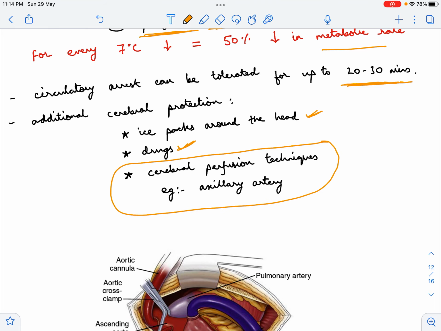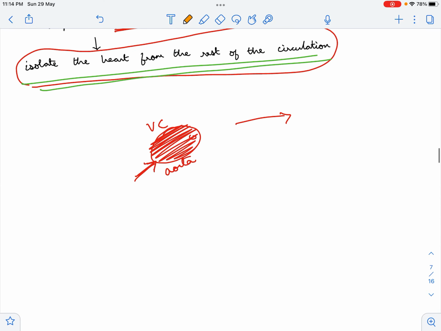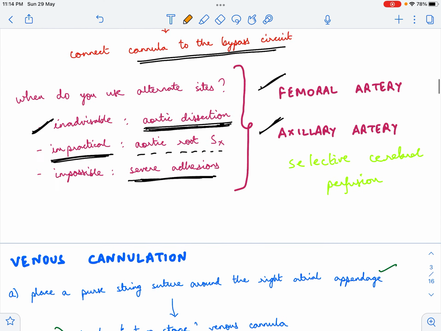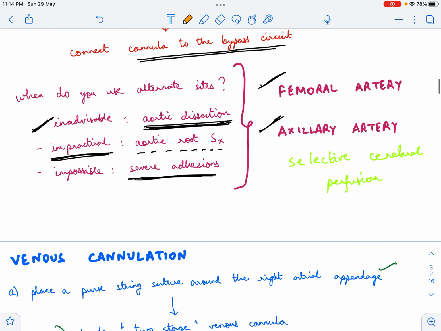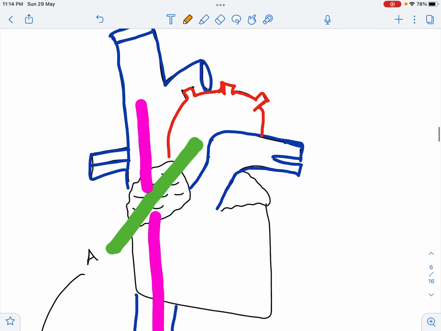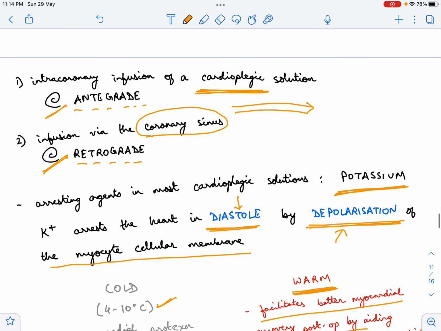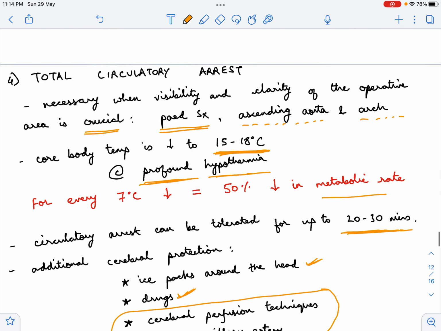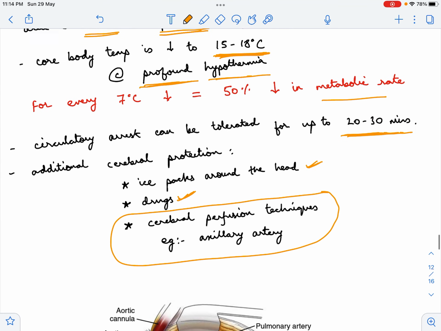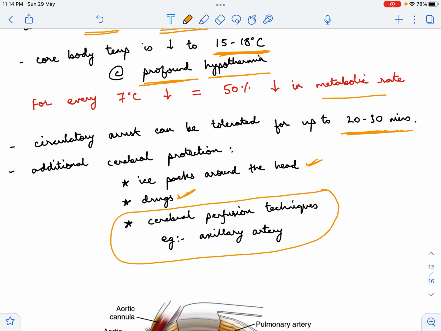Now, if you will recall, while I was discussing the cannulation sites, I had said, I've written this in light green over here, selective cerebral perfusion. This is an advantage of the axillary artery. So if you were wondering back then what is this advantage, I have mentioned this advantage over here. So you can get additional cerebral protection.